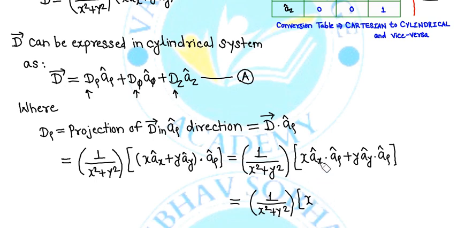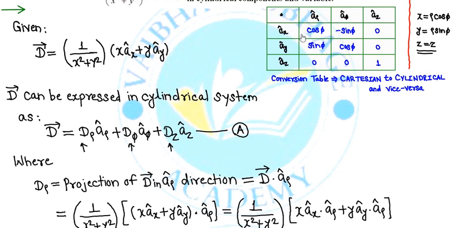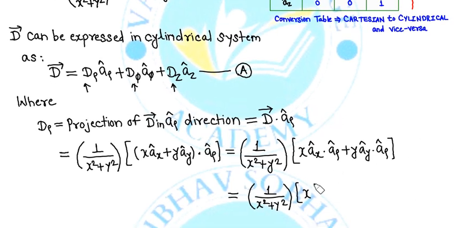So what is the dot product between that ax and arrow? You can refer to this table. The dot product between this ax and arrow is equal to cos of phi. So we are going to put ax dot arrow, which is equal to cos of phi. Okay, we have the very first one.